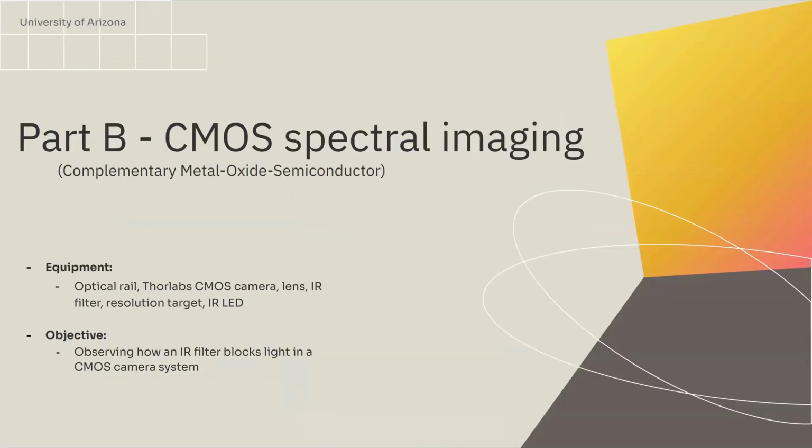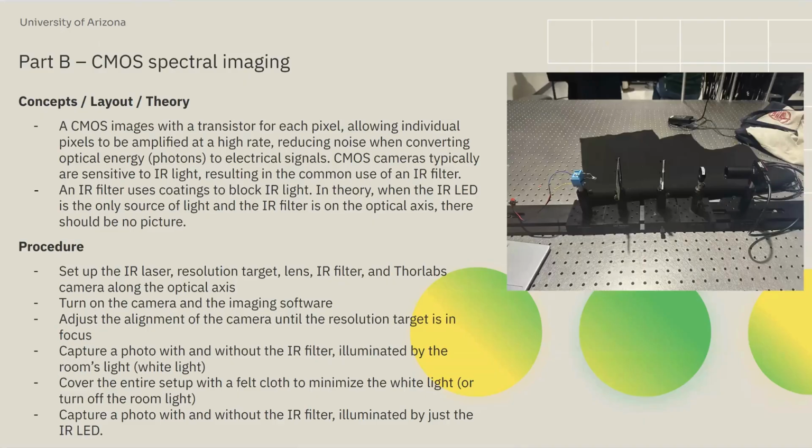And for part B, we had a CMOS spectral imaging, and that's a complementary metal oxide semiconductor. And we basically tested how an IR filter blocks light in a CMOS camera system and the applications of that. So here you can see our setup. We had an IR LED as well as a resolution target, and we had a lens in the CMOS camera as well as an IR filter.